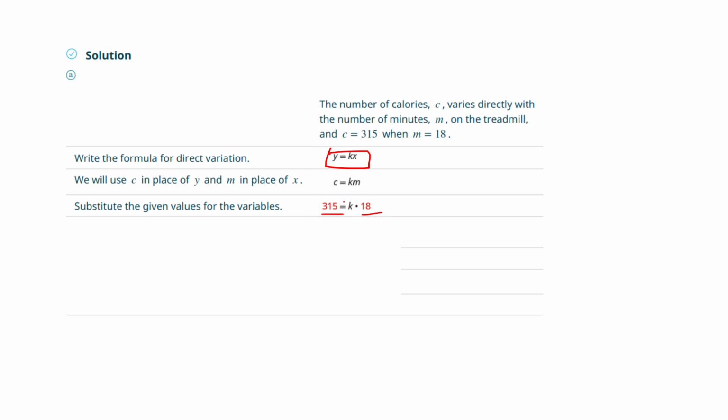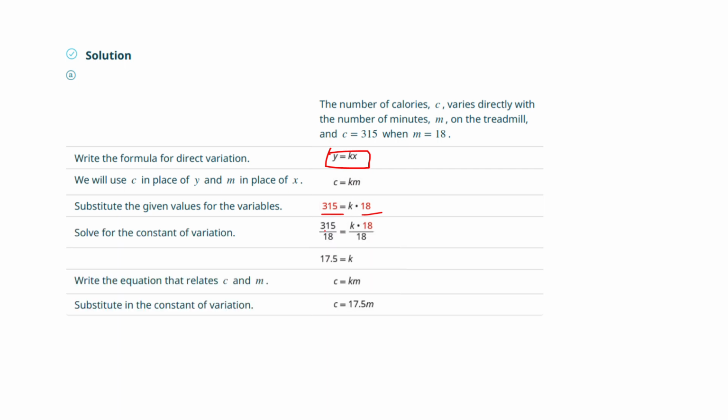So we want to find this constant. What is this rate here that is keeping this in equilibrium? We're just going to divide both sides by 18. And here's the constant. This is the relationship between them, 17.5. So we can then make the generic equation. Calories equals 17.5 m. So as they change here, this is what we get.